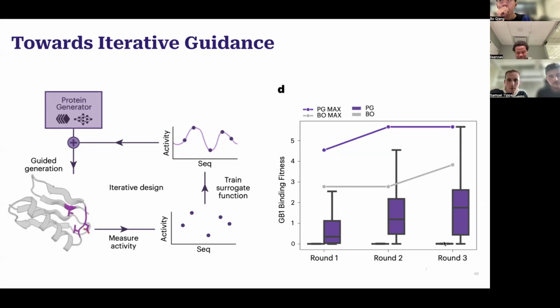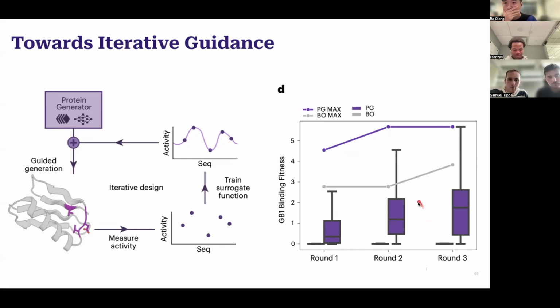And so in purple are the activities, if you use the data set to look up the activities of the sequences generated with the ProteinGenerator model versus with BO. We can see that consistently, because ProteinGenerator has this intuition about sequence space, it's able to predict sequences that are more likely to be functional than just a standard BO process without any understanding of protein prior, really.